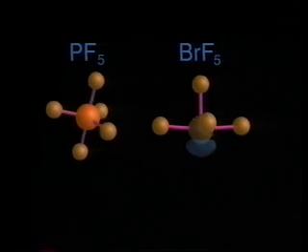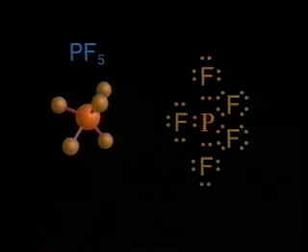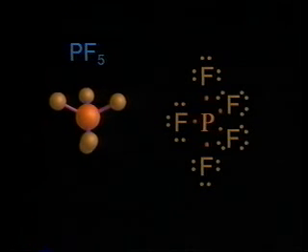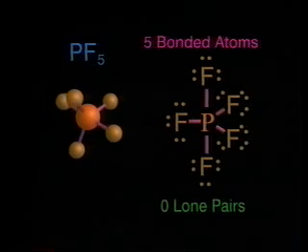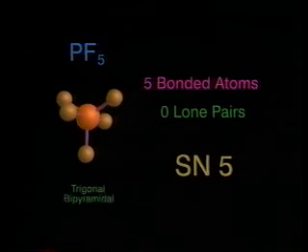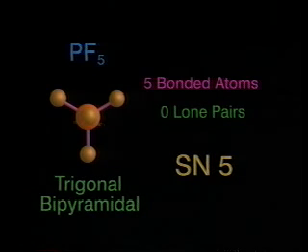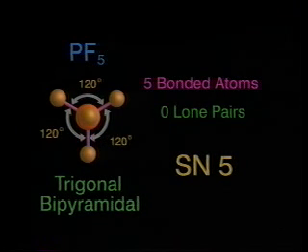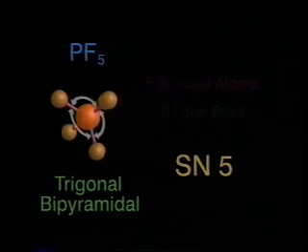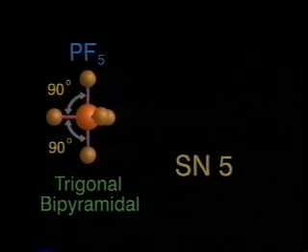We now consider molecules with 5 atoms bonded to the central atom. PF5 is a molecule with no lone pairs and 5 bonded atoms. This produces a trigonal bipyramidal shape, which has 3 atoms with 120-degree angles in the equatorial plane, and 2 others at right angles from these.